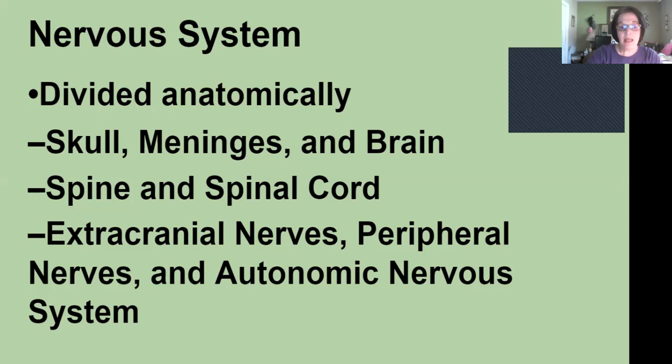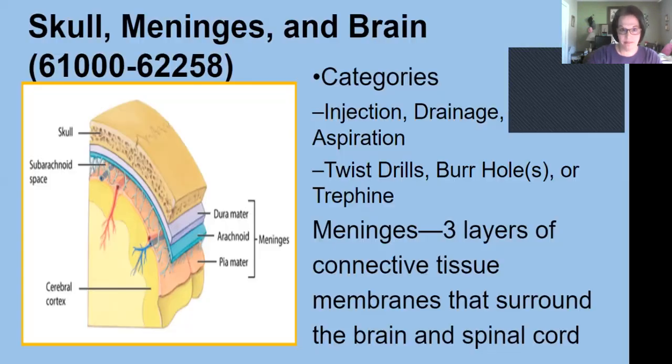Nervous system is divided anatomically: skull, meninges, and brain, spine and spinal cord, extracranial nerves, peripheral nerves, and autonomic nervous system. Okay, skull and meninges and brain, 61000 through 62258.